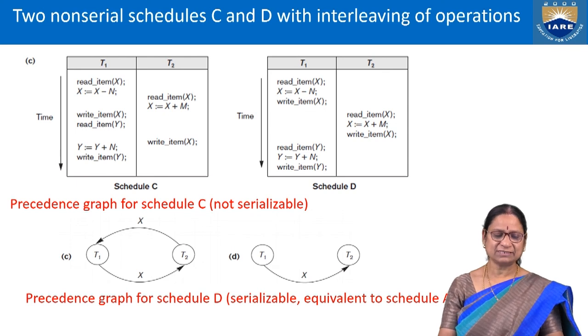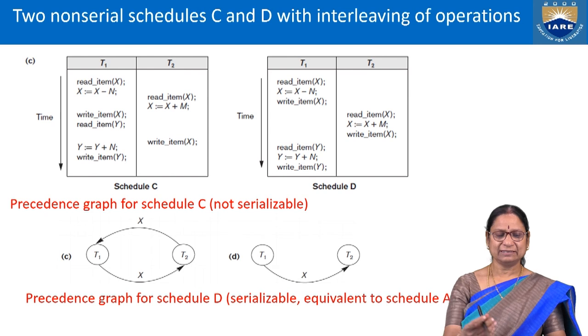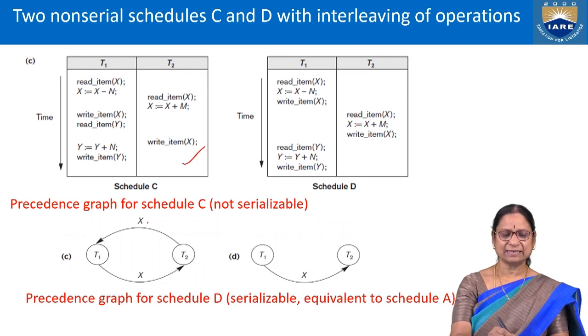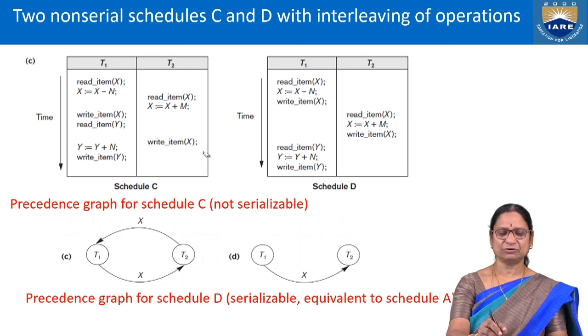This precedence graph for schedule C has a cycle. Schedule C has a cycle here, so it is not a serializable schedule.